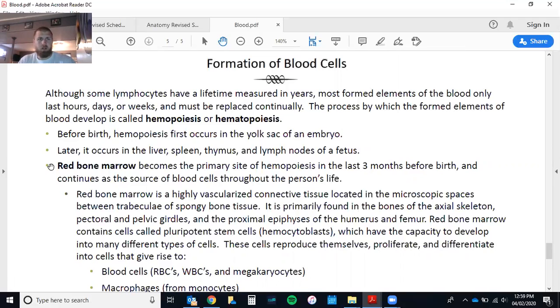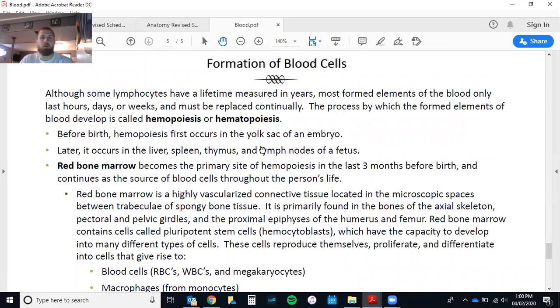As I mentioned, most of our blood cells have a fairly short lifespan, with the exception of lymphocytes, which can live for years. So whether it's hours, days, or weeks, they must be replaced continuously. We produce our blood cells, and this goes for all 3 types, even those platelets, which are truly not cells, but the cells that they form from are. The process in which they're formed is called hemopoiesis or hematopoiesis. Same thing, just two different ways to say it.